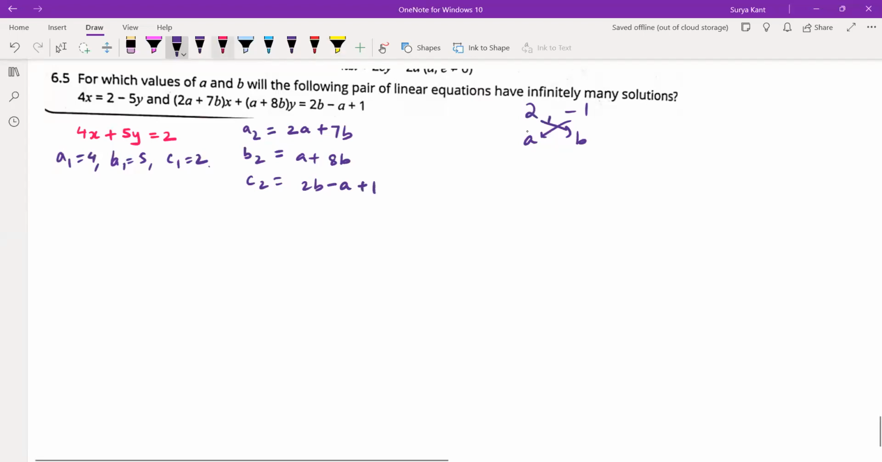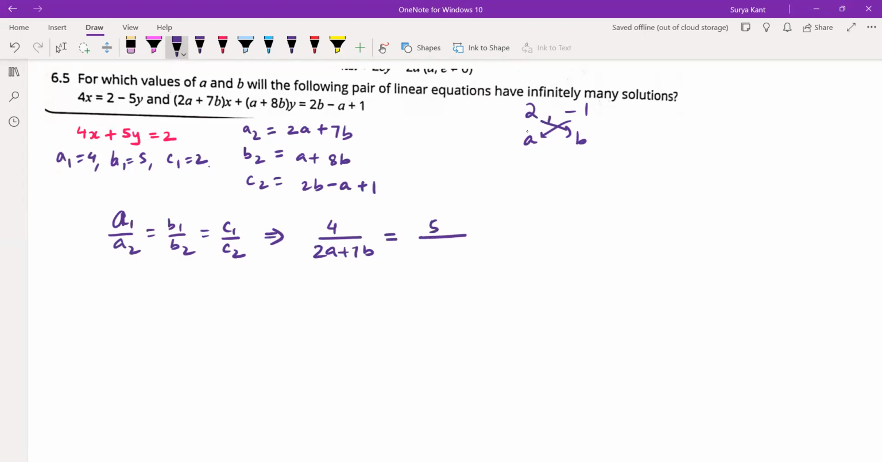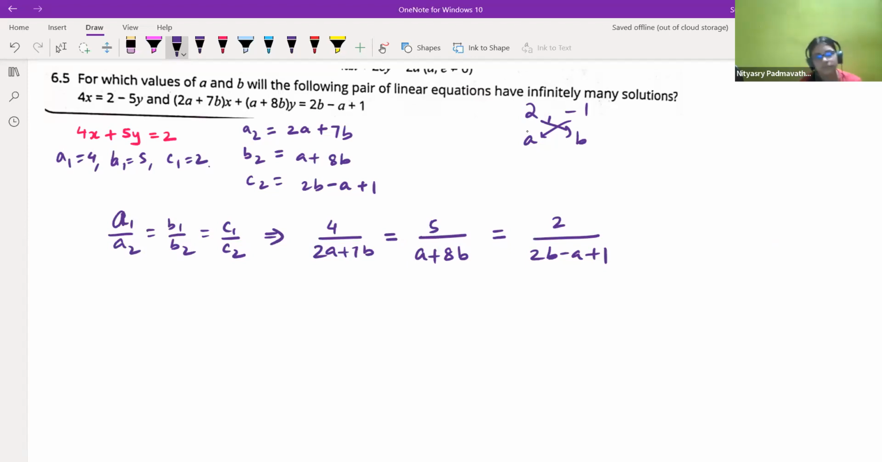For infinitely many solutions, we have to write A1 by A2 is equal to B1 by B2 is equal to C1 by C2. So 4 by 2A plus 7B is equal to 5 by A plus 8B is equal to 2 by 2B minus A plus 1. All of you wrote the same thing first. Till here, have all of you written? Yes, sir. Sahasra, did you solve the equations? Sir, I was not able to.